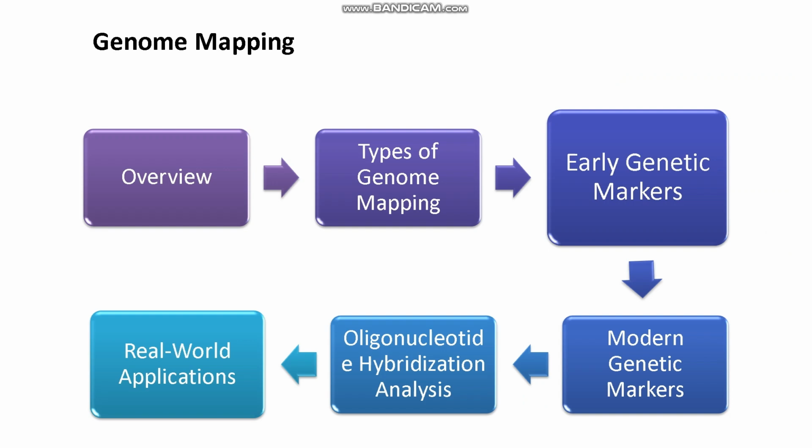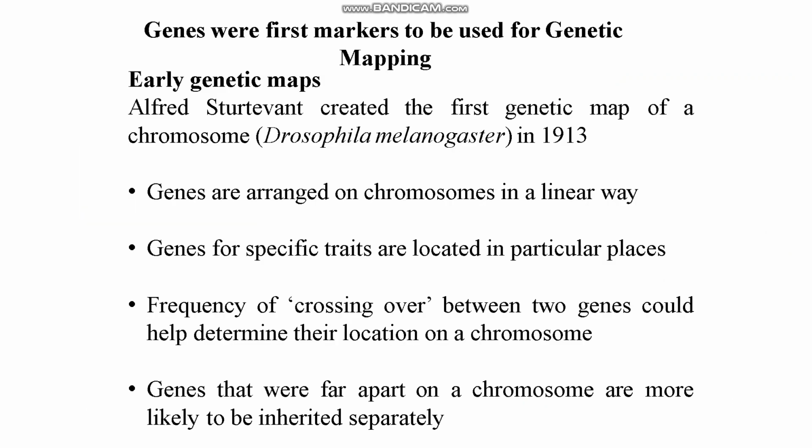Now we'll talk about the early genetic markers we use for genetic mapping. Actually, genes were the first markers to be used for genetic mapping. In the early genetic maps, Alfred Sturtevant created the first genetic map of the chromosome of Drosophila melanogaster in 1913. Genes are arranged on the chromosome in a linear way.